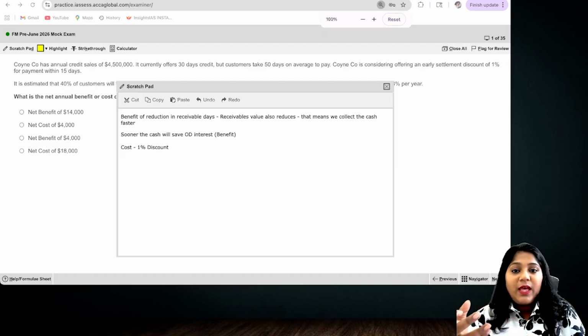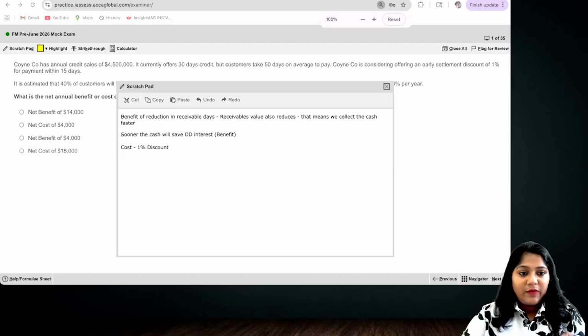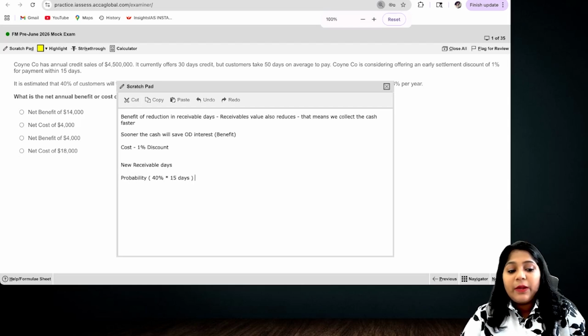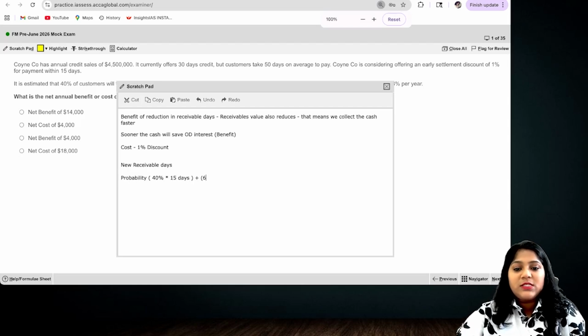Now, first we have to understand what is the reduction in receivable days. For that, we need to know the new receivable days, because we know old receivable days are 50 days, but new receivable days is based on the probability analysis, because 40% of customers will pay within 15 days, but the remaining 60% will still take what?